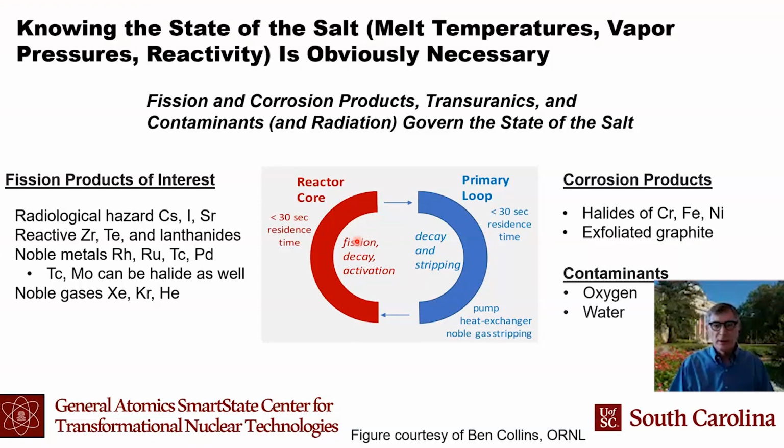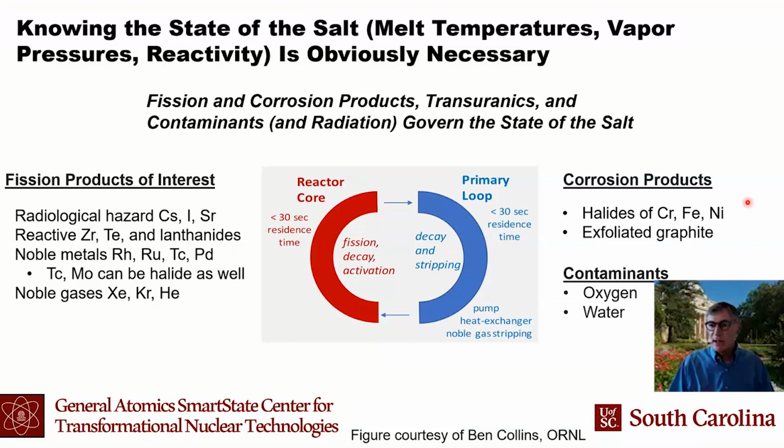And during fissioning, you're generating fission products. A number of them are elements of significant interest, such as those that can be radiological hazards, cesium and strontium, reactive elements, zirconium, tellurium, and lanthanides that can interact with other phases, as well as the structural materials, noble metals, which largely don't form halides and therefore are going to be present as metals or metal alloys within the fuel salt, and then the noble gases.